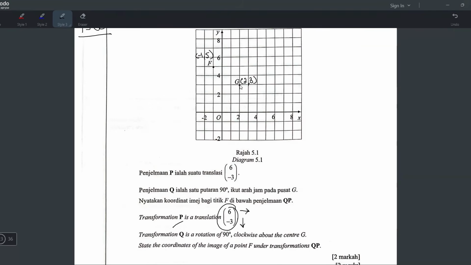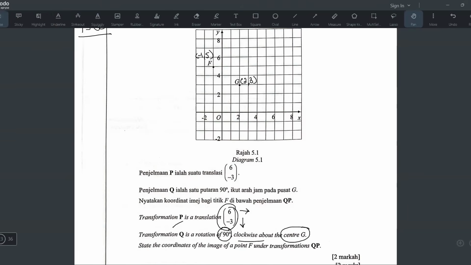go now. Yeah, you cannot kira the kotak now because you still haven't known which one is the object, which one is the image. You still don't know whether they want you to find the object or the image, tak tahu lagi. Okay, let's keep reading first. Transformation Q is rotation of 90 degree clockwise about center G. So we have to be ready. Later mesti kena buat rotation lah.